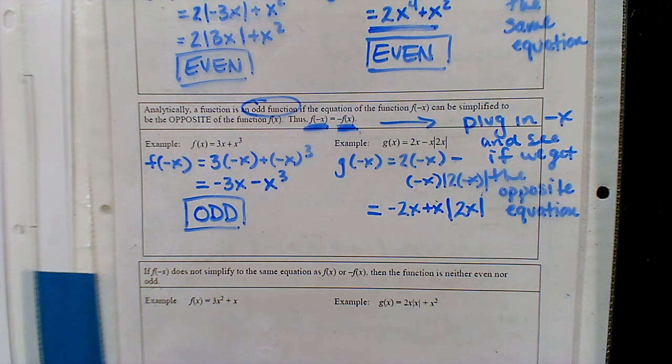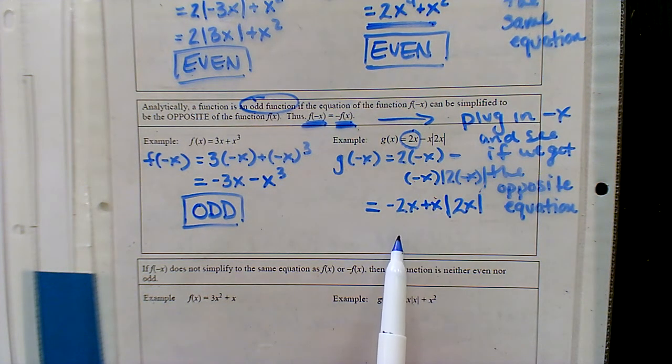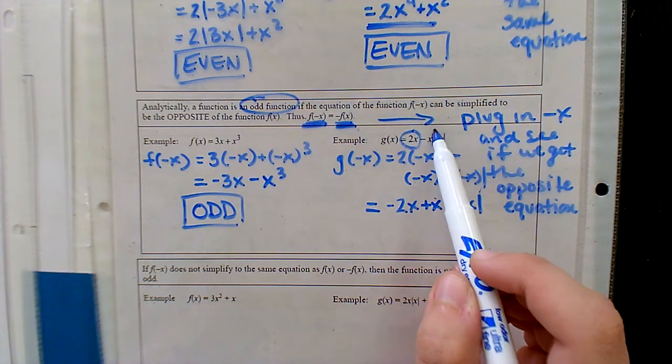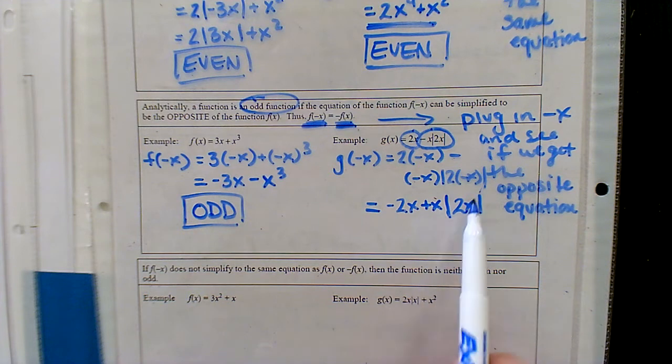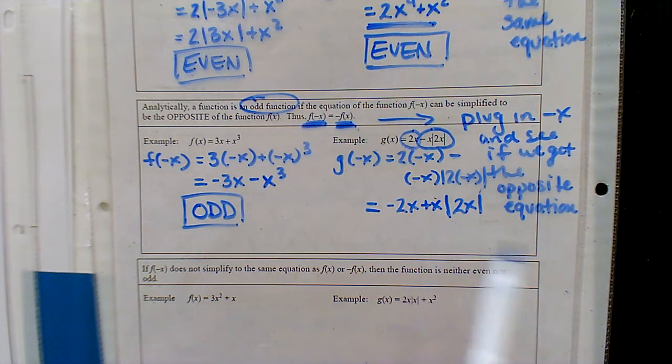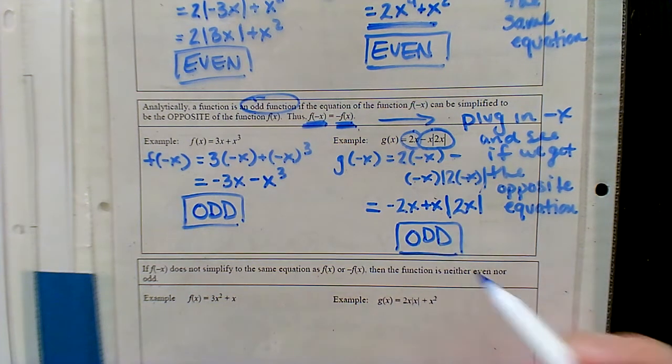Okay, so take a look at what you have. Do you have the exact same equation? If you do, it's even. Do you have the exact opposite equation? If you do, it's odd. Is every term opposite of what you started with? Let's see, this first term here was a positive 2x. Is it now a negative 2x? That one's opposite. This next term was a negative x absolute value. Do we now have a positive x absolute value? Okay, so that one switched as well. So they're both opposite, which means this one would be odd.